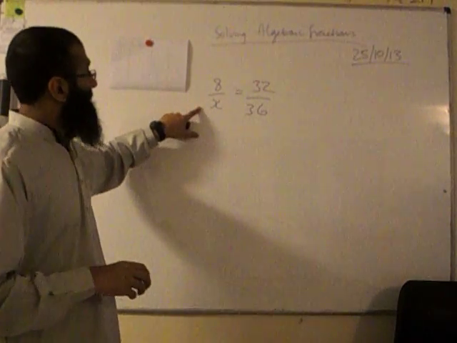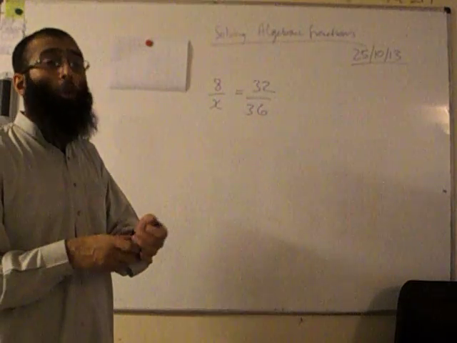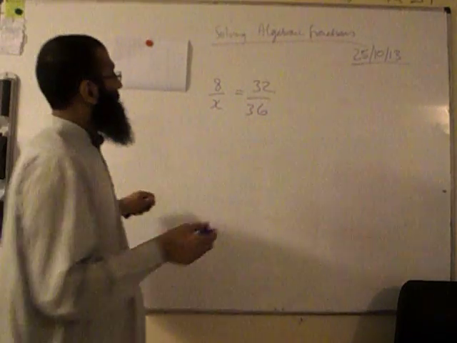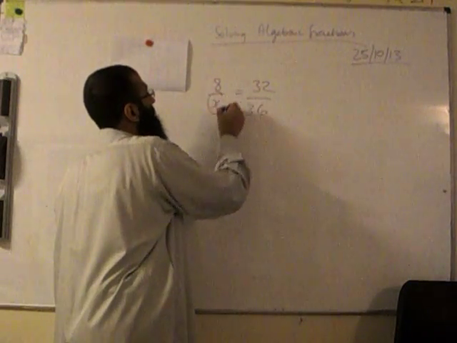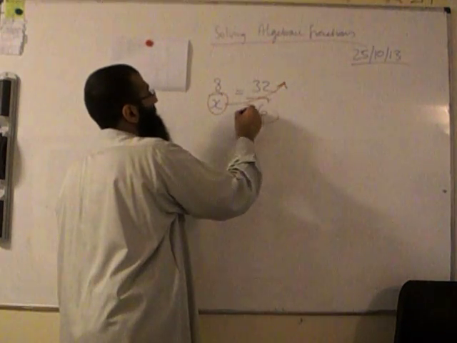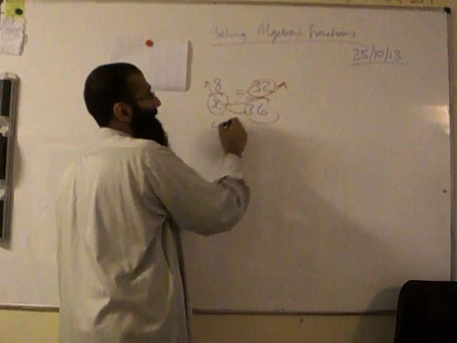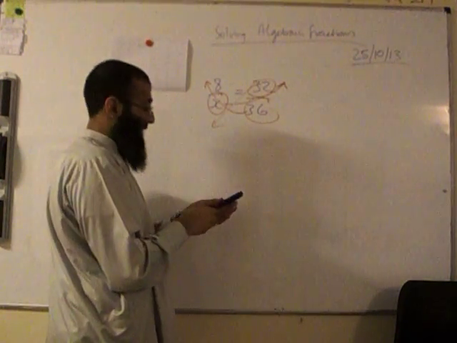The easiest way to deal with this question is to turn both fractions upside down. Or we do another thing called cross multiplying. Okay? So the opposite of divide by x is? Times by x. Okay, opposite of divide by 36 is? 36. Opposite of times by 32 is? Divide. Yeah, so everything just gets turned around.